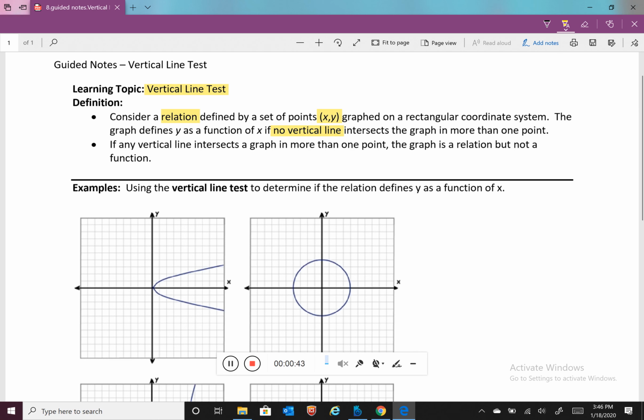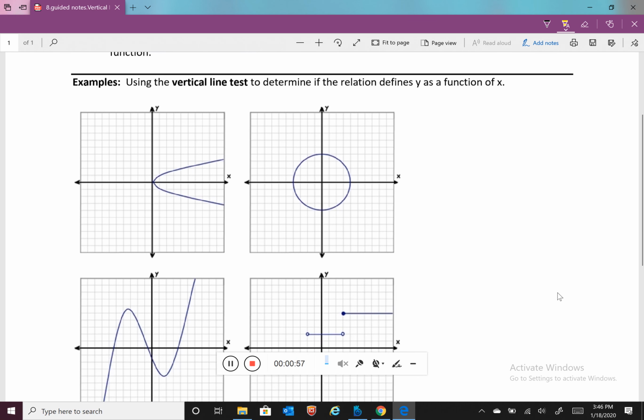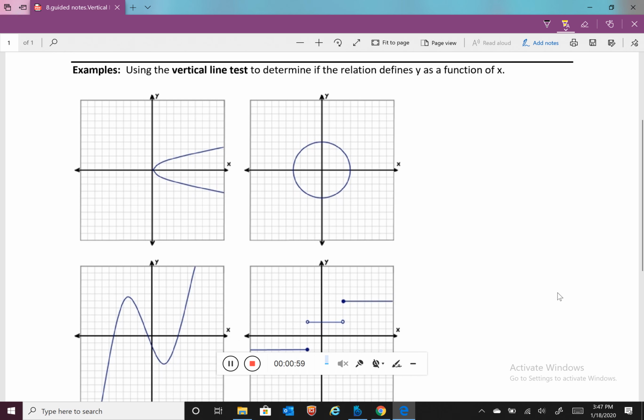But if any vertical line intersects the graph in more than one point, then the graph is a relation, but it is not a function. We have 4 examples here that I want us to take a peek at. And so I'm going to be quiet for a few minutes because I wanted to have you actually look at these 4 graphs, and I want you to determine if the relation defines y as a function of x.